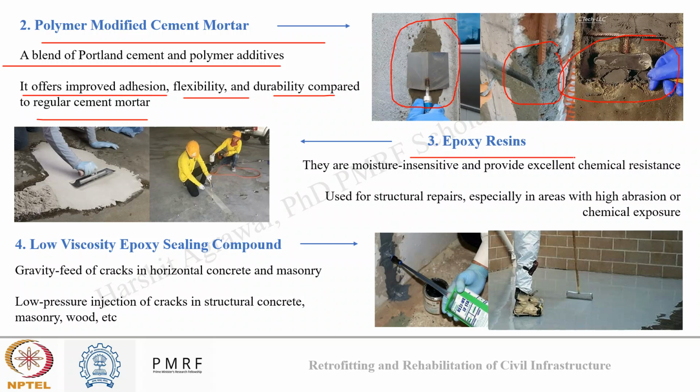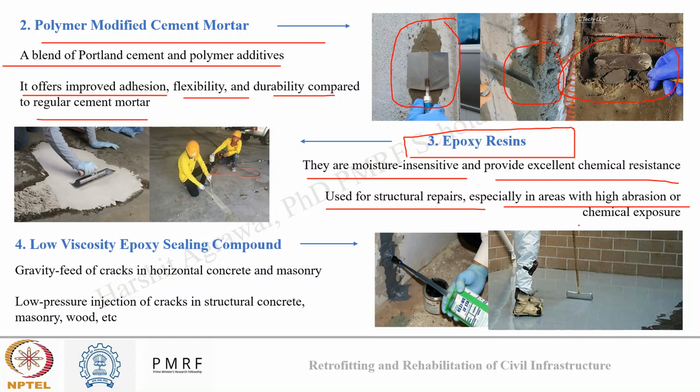Third is epoxy resin, which is the most generally used material for repair. These are moisture sensitive and have excellent chemical resistance, and they are generally used for structural repair, especially in areas where there is high risk of abrasion and chemical exposure.